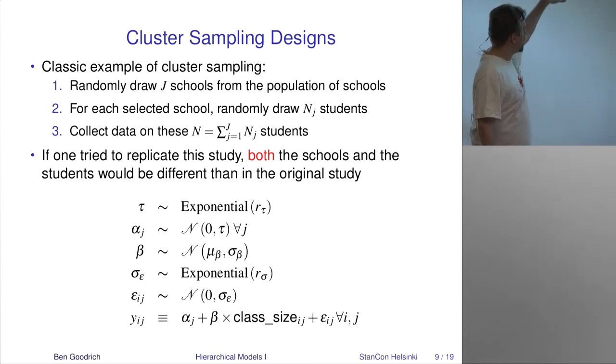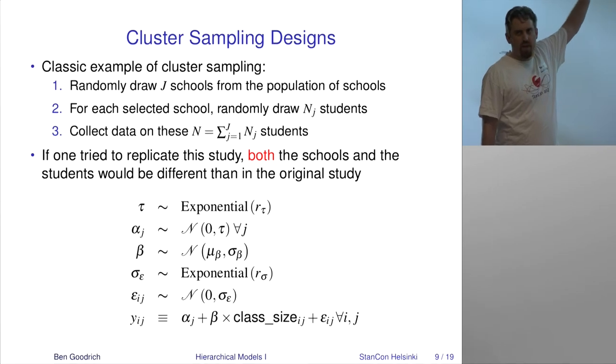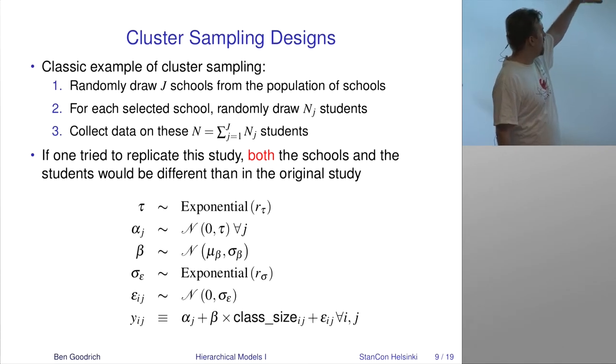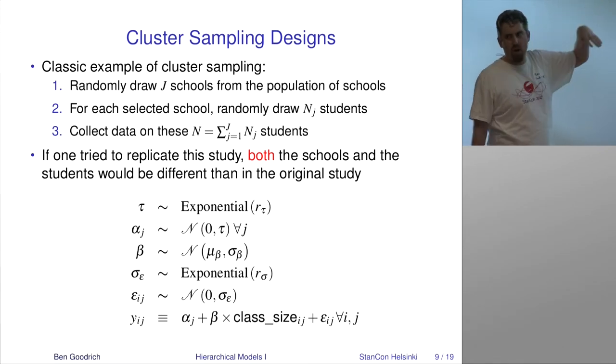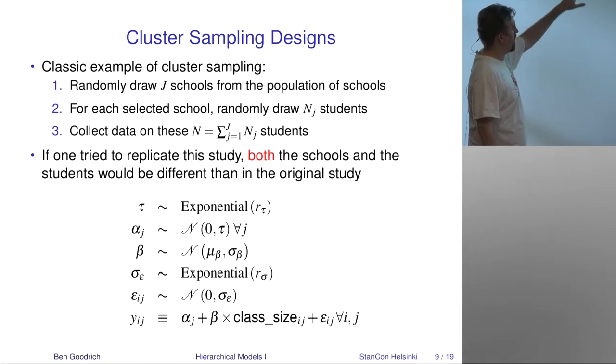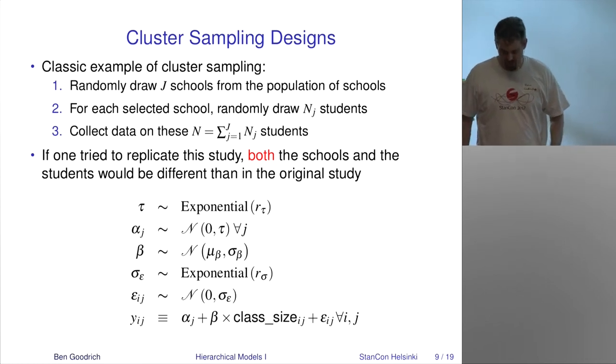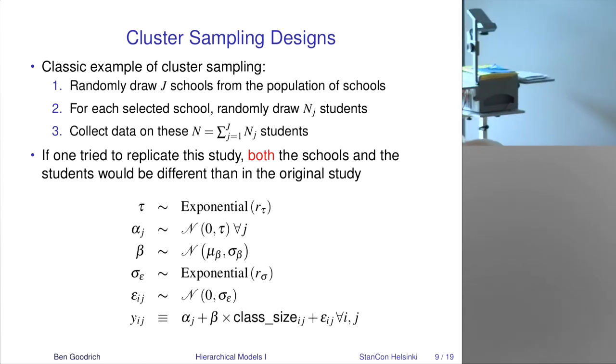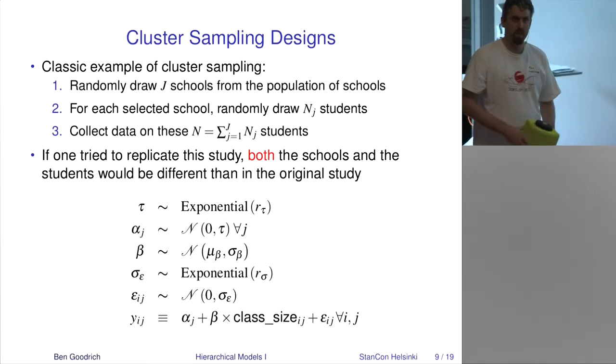Some people write starting with the data, so they would start with y, and then they would define what alpha and beta are. You'll see that a lot in books. But I like to put the data last. Anyway, it's just a convention. No hugely important meaning behind it.